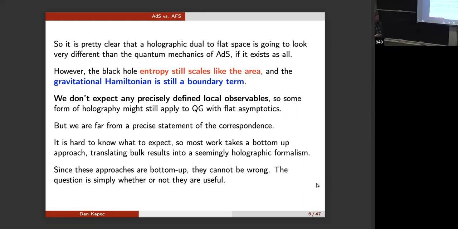Okay. Now, since all of these approaches are bottom-up, they really can't be wrong. Well, that's not the right question. The question is really whether or not they turn out to be interesting or useful for anything. And hopefully by the end of the talk, I'll convince you that there are some very interesting results in this direction that are suggestive of a holographic description, but we still don't have the complete picture for sure.